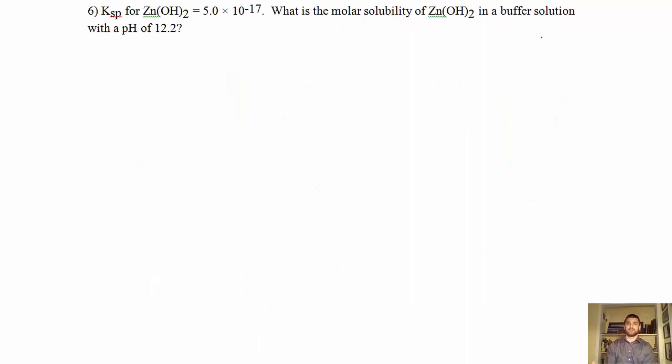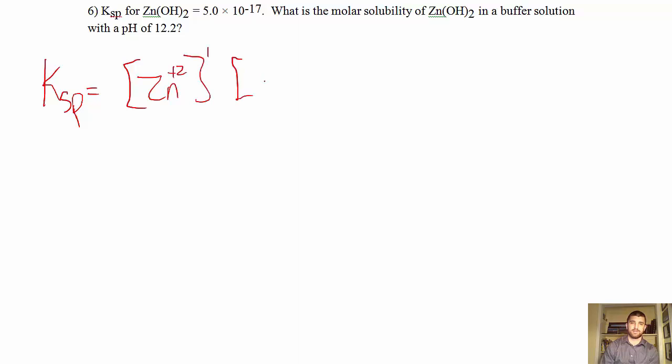All right, number 6 is similar. It says Ksp for Zn(OH)2, so let's write out the expression because that's definitely going to be handy. It's going to be [Zn2+] to the first power, and [OH-] squared, because I get 2 OH minuses. It wants to know what is the molar solubility in a buffered solution with a pH of 12.2.